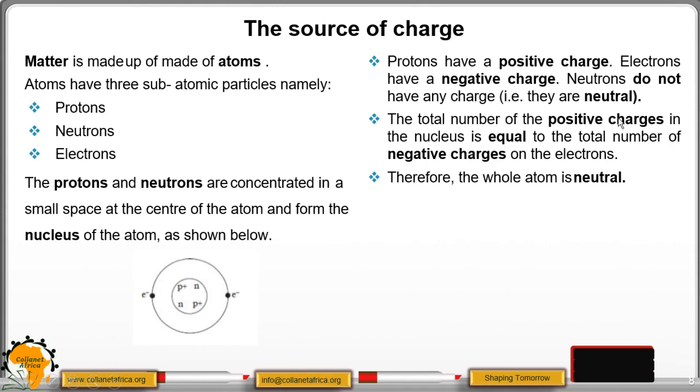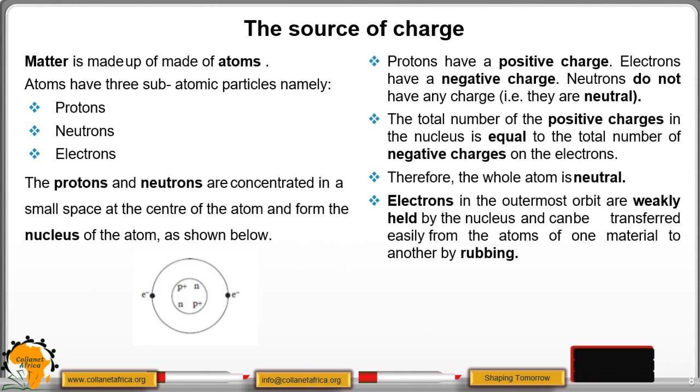So the number of protons and the number of electrons are equal. So if an atom has 11 electrons, it implies that it has 11 protons, and 11 neutrons. Because the number of protons, which are positively charged, and the number of electrons, which are negatively charged, are equal, then that atom is said to be neutral. Electrons are always moving on orbit, that is the outermost energy levels. They are moving around the nucleus.